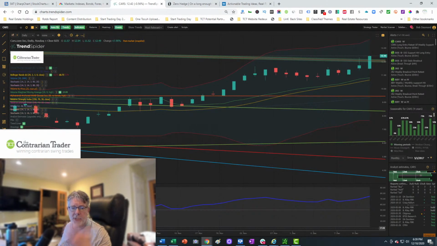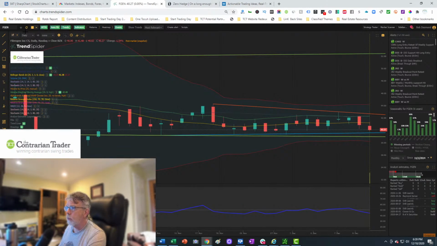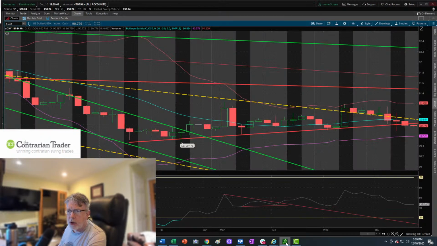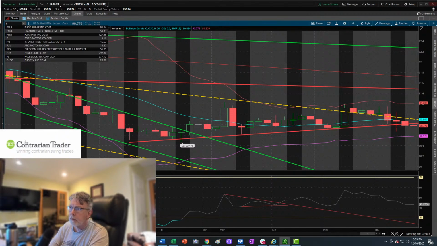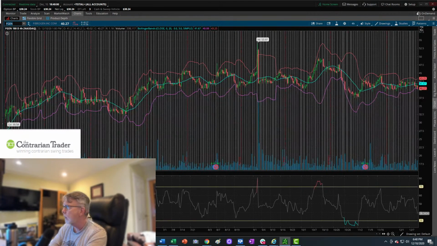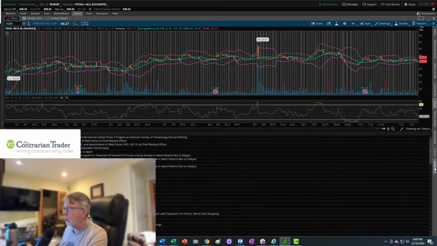So cars looking good. You guys are coming up with some really good charts tonight. FGEN, Fibrogen. Now, I think Chinner said there was news on this one. I don't know if it was after hours or what. Let's check out the after hours price action. Okay, not much happening here. Do we have news? No news today.